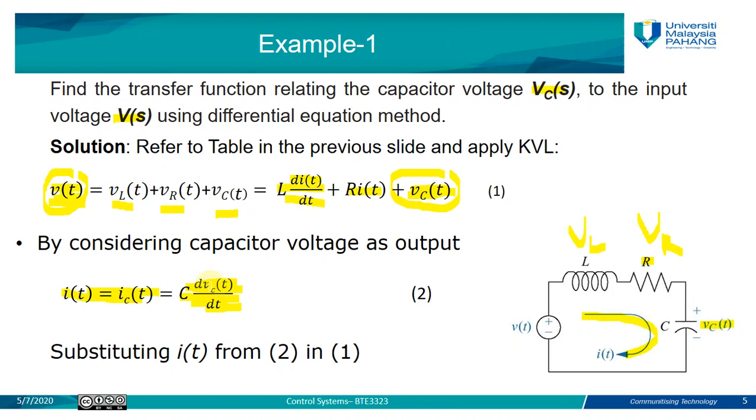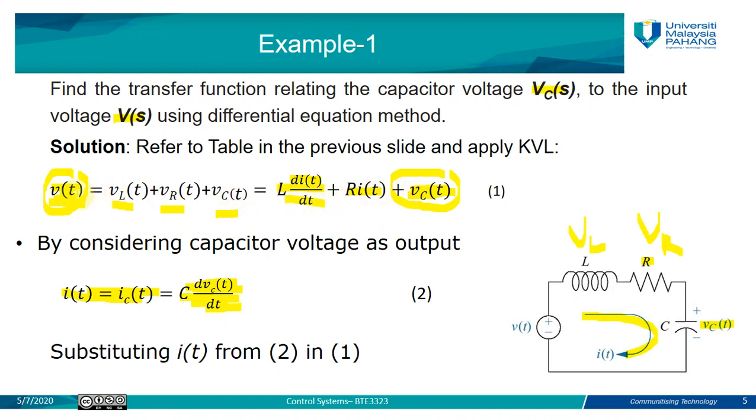ICT is equal to C dVCT over dt. Now the value of IT in our equation will be replaced by this value. Why? Because we want to keep only the variables related to the transfer function, so we need to keep VC and VT. We don't want to see IT, or any other variable like VL or VR. So we are going to substitute this value into our main equation.